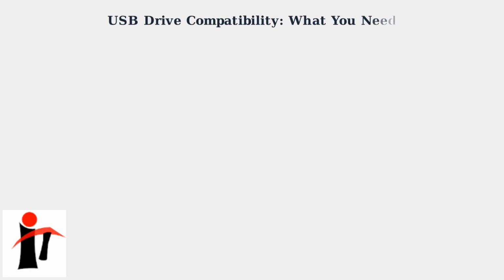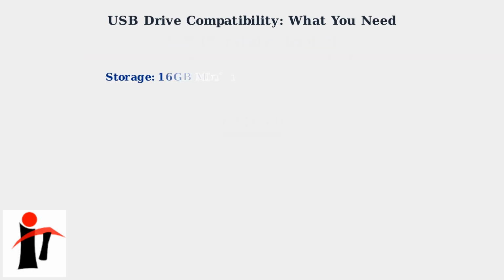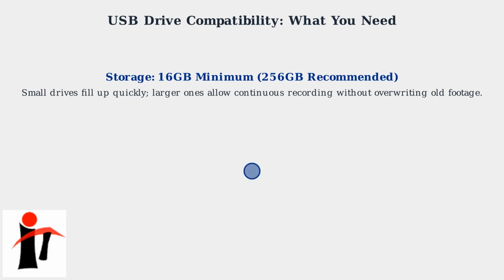Your USB drive is the key to a functioning Tesla dashcam. It needs to be USB 3.0 or higher, with at least 16 gigabytes of storage, though 256 gigabytes is recommended for longer recordings. Older USB 2.0 drives are too slow and may cause intermittent recording or failure to save footage properly. 256 gigabytes lets you store more hours of footage without needing to manage space.